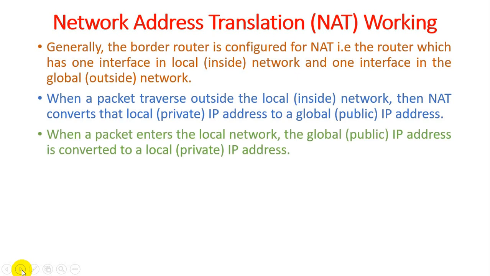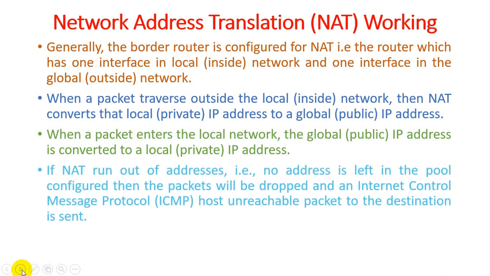When a packet enters the local network, the global, or public, IP address is converted to a local, or private, IP address. It is a conversion or vice versa. If it is a local address, it is converted to the global one, and when some data comes from outside of the network, at that time the global IP address is converted to the particular destination's private IP address.